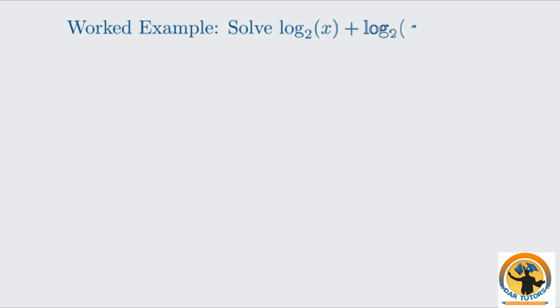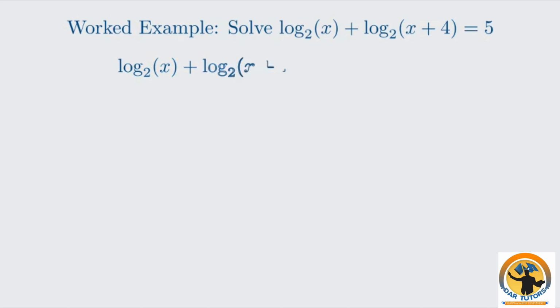Now let's use the laws of logarithms to solve an equation. Our goal is to solve a logarithmic equation by combining terms and converting to exponential form. We need to solve the equation log base 2 of x plus log base 2 of x plus 4 equals 5. The first step is to combine the two logarithmic terms on the left side of the equation. Since they have the same base and are being added, we can use the product rule. The product rule states that the sum of logarithms is the logarithm of the product.